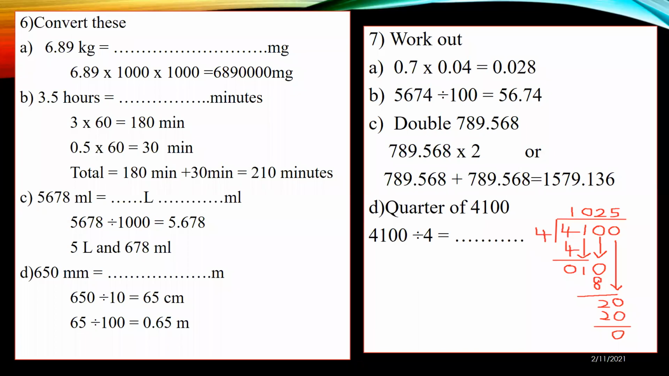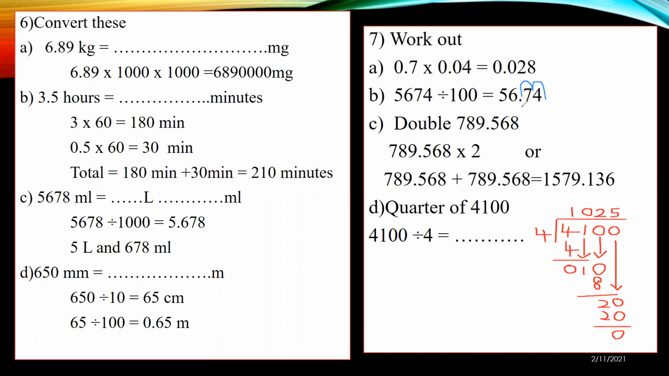The next one, in the 7th question, the first part, forget about the decimals and just multiply. So 7 times 4, it's 28, and there are 3 decimal places. Here you have 1 and here you have 2. So altogether there are 3. Move 3 decimal places front, then you will get 0.028. B part, 5,674 divided by 100. Divided by 100 means you have to move 2 places front. Now I told you when you don't see the decimal, it's always back of the number. So you have to move 2 places front, then you will get 56.74.